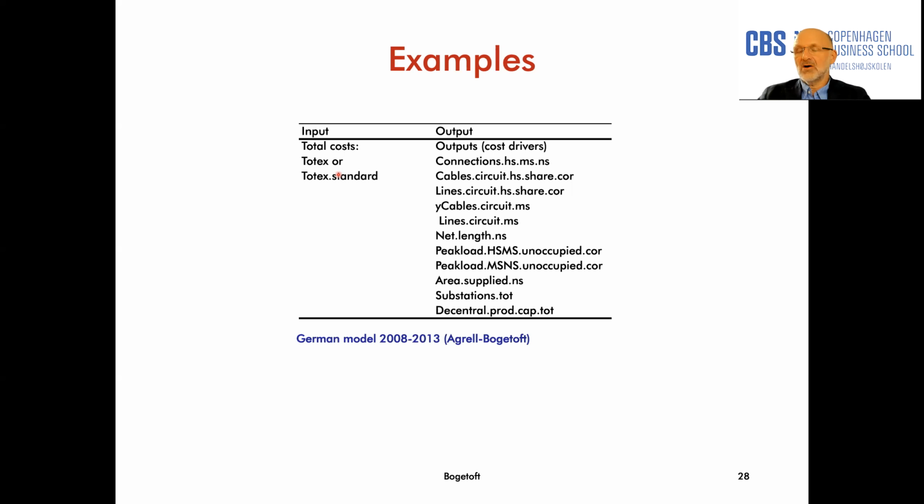And then on the output side, in this German model, in 2008, we had 11, I think, cost drivers. So again, it's a question of connections. How many consumers are connected at high voltage, middle voltage, and lower voltage. It's Hochspannung, Mittelspannung, Niederspannung, these abbreviations here.